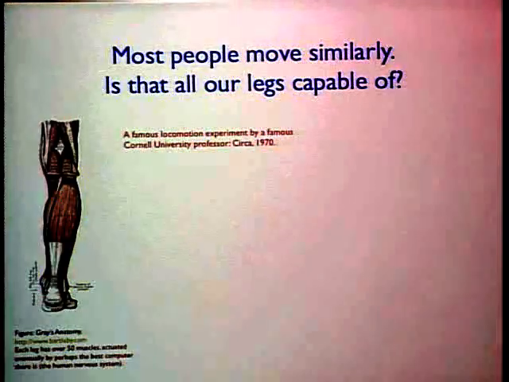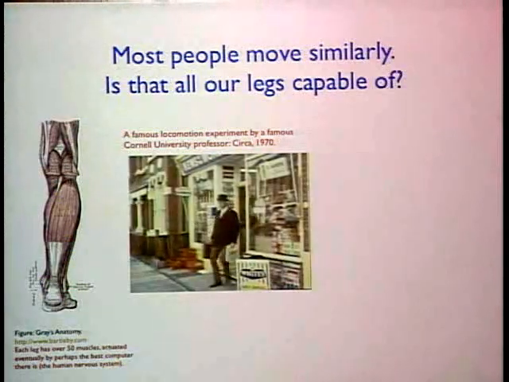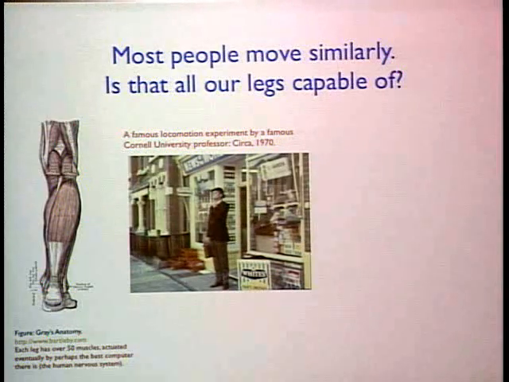The answer to this question is that all our legs are capable of is definitely no. Each human leg has at least 50 muscles controlled by the brain, and human legs can not just walk or run, but are capable of all kinds of strange and silly gaits.